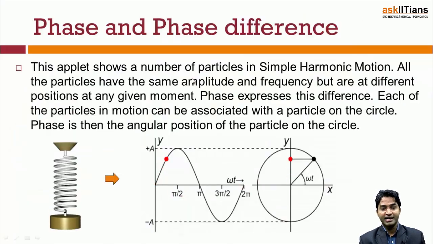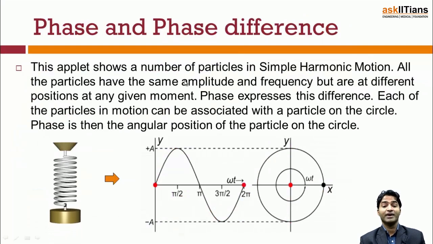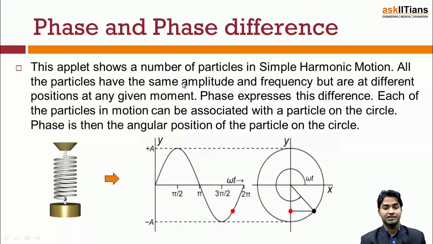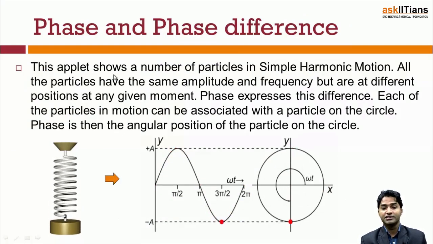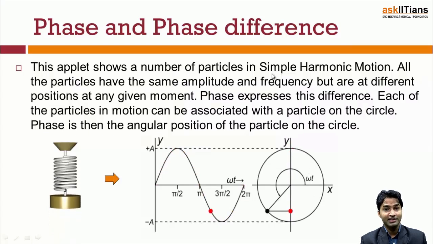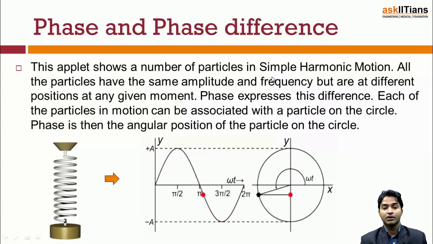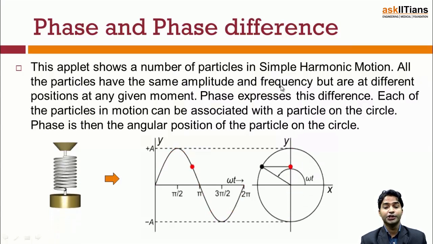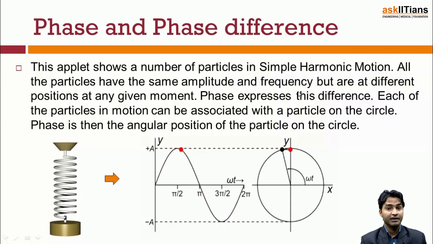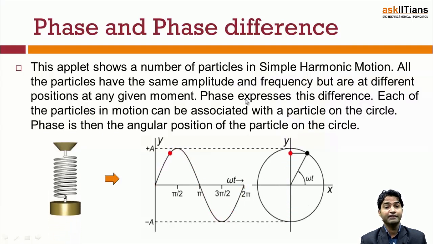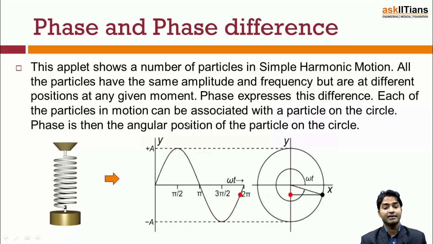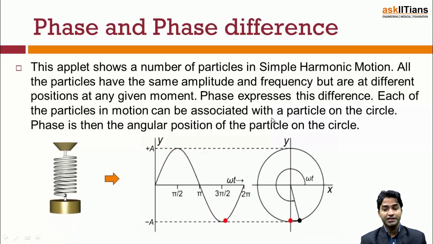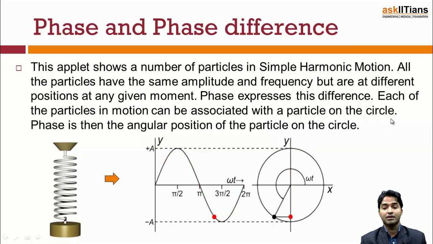Now in the next phase, we would like to discuss what phase is and what a phase difference is. So we know that the applet shows a number of particles in simple harmonic motion. All the particles have the same amplitude and frequency but are at different positions at any given moment. So phase expresses this difference. Each of the particles in motion can be associated with the particles on the circle.